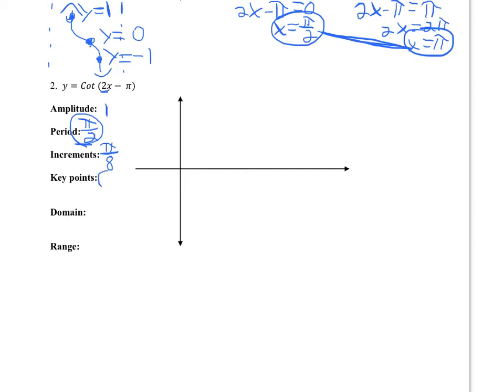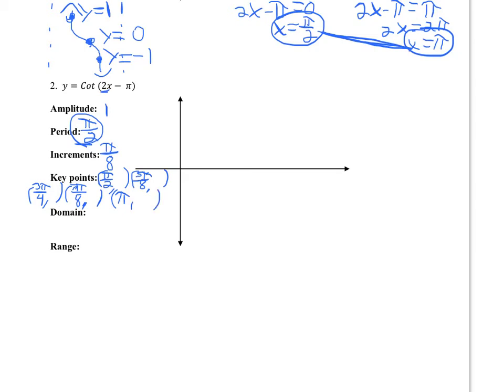So the first x value I'm starting with is pi over 2. Now I'm going to add pi over 8 to that. Now I know pi over 2 is the same as 4 pi over 8. So if I add pi over 8 to that, then the next one I'm going to get is 5 pi over 8. Then if I add pi over 8 to 5 pi over 8, I get 6 pi over 8, which reduces to 3 pi over 4. If I add pi over 8 to that, I get 7 pi over 8. And then if I add pi over 8 to 7 pi over 8, I get 8 pi over 8, which is just pi.